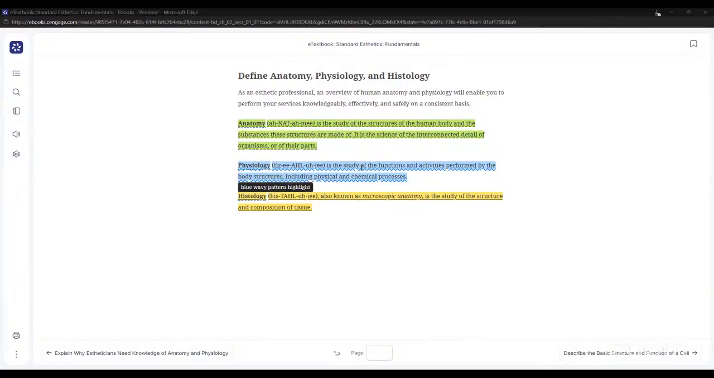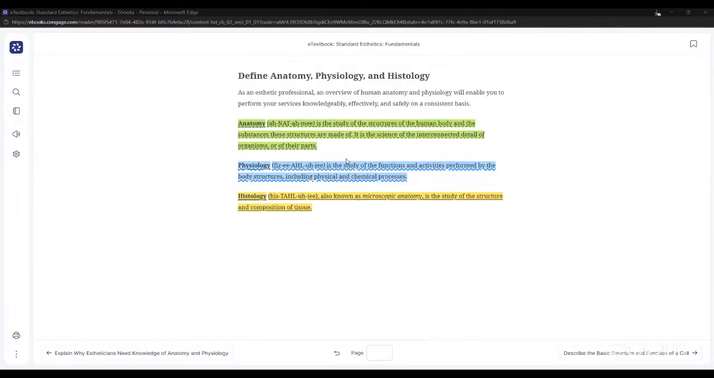Physiology, the study of how those structures function, and the activities performed by the body structures. We really need to know anatomy and physiology. We need to know what we're touching, the structure, and how it works. We talk about the excretory system, the study of the liver, the kidneys, and we need to know how the kidneys and the liver work.